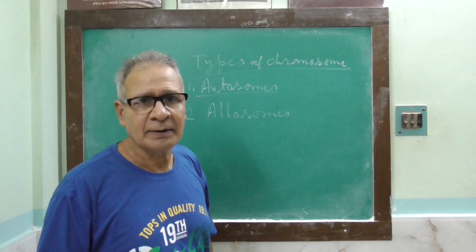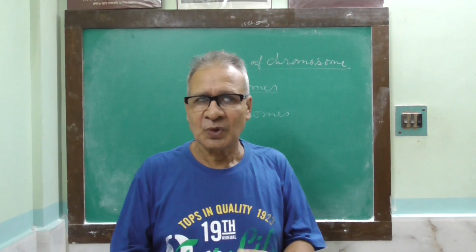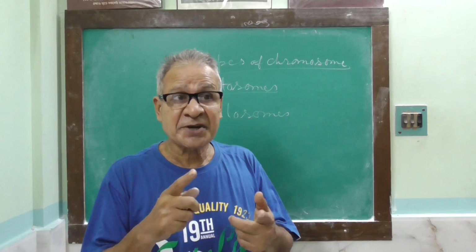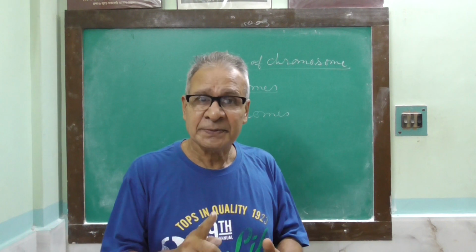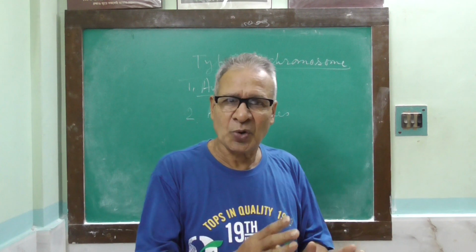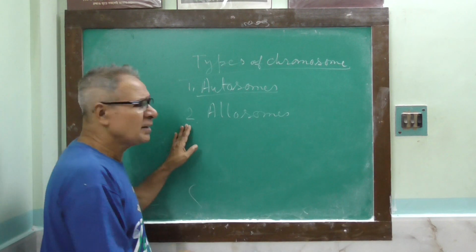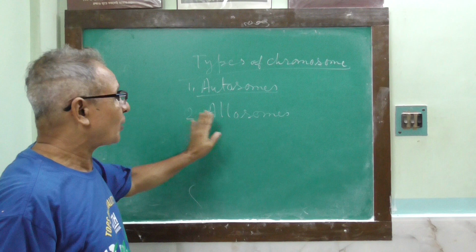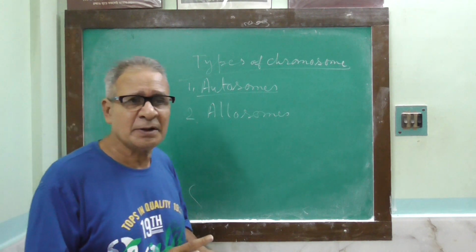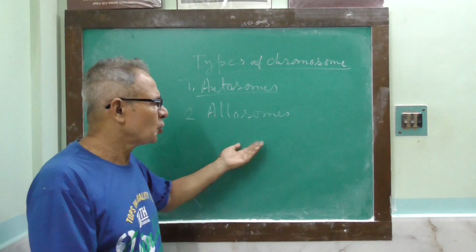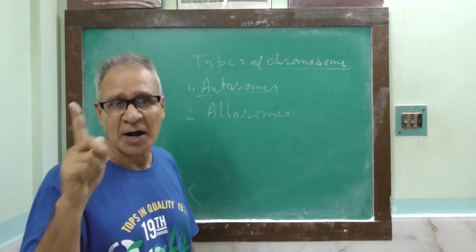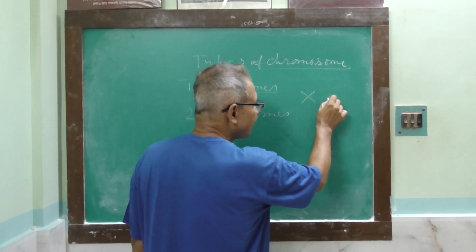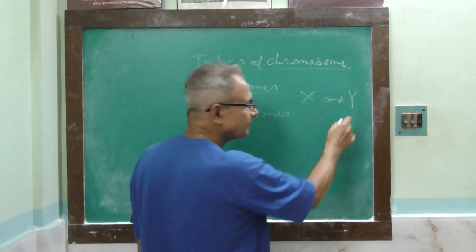In a diploid cell, the chromosome pair which differ in sexes and which determine the sex in an individual is known as the allosome. In the human body and also other animals, the allosomes are determined by X and Y. That is, in the human body, the last pair, the 23rd pair, the allosome, is marked by X and Y.